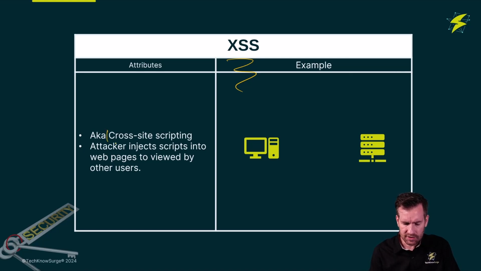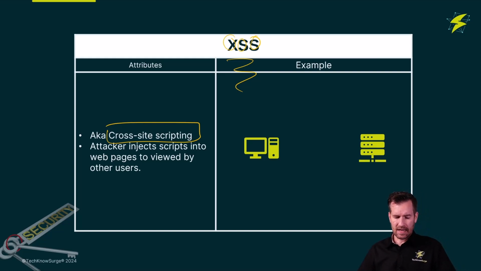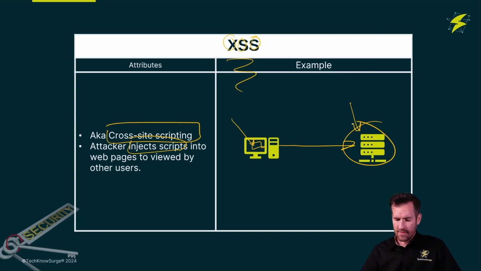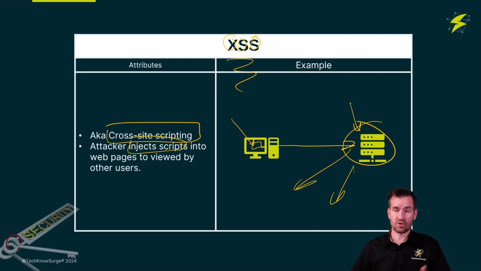XSS is actually pronounced cross-site scripting. Cross-site scripting is what that stands for. And so cross-site scripting is a type of injection. It's similar to a SQL injection, but in this case, it's injecting a script. And so you inject a script into an input that gets sent over to the web server and then compromises this web server. Then this is going to be sent out to other users, and then the other users are going to have this script play on their computers, on their machines, compromising those machines.